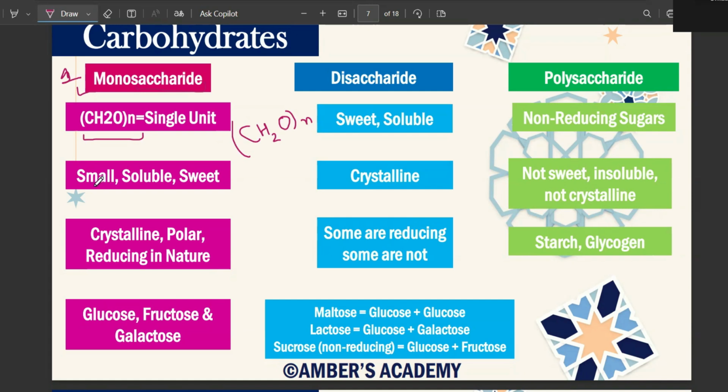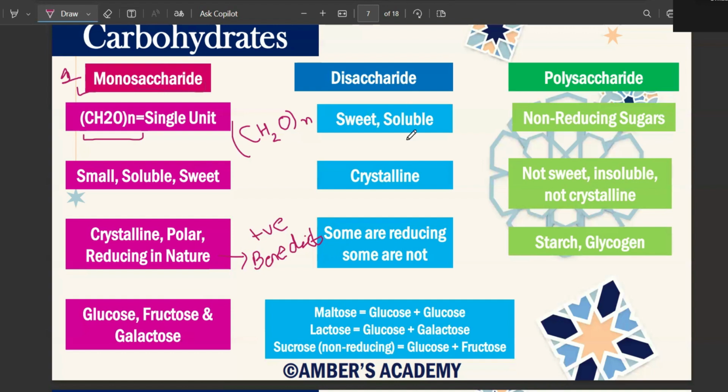Then you have to remember that monosaccharides are small, soluble, and sweet. They have a crystal-like appearance. They are polar in nature and they are reducing in nature. Okay? Reducing in nature means that they can give results in Benedict test. Okay? Benedict test is done for monosaccharides and they can give a positive color change. Like they can give you the color change of red or orange, because they're reducing in nature. Reducing in nature means that they can give a positive result in Benedict. Okay? And the examples of monosaccharides are glucose, fructose, and galactose.